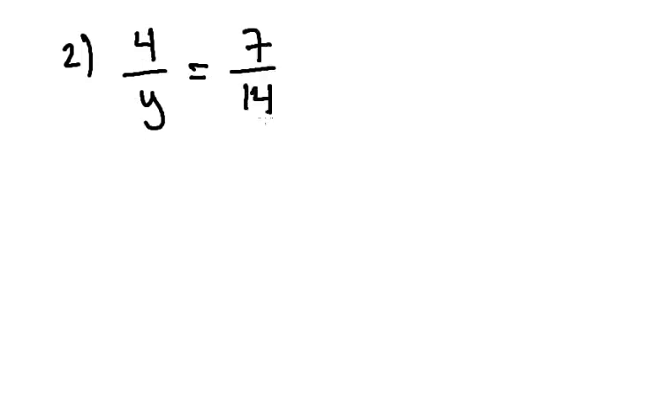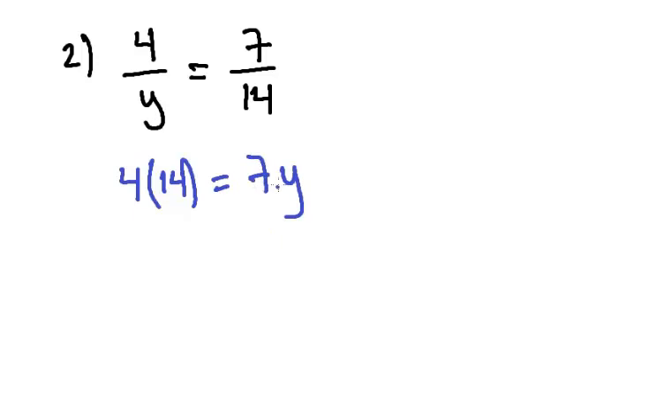Let's do another example. Example number 2. Let's say we have an equation like this one: 4 divided by y equals 7 divided by 14. So what are we going to do in this case? Same idea. We're going to pass the 14 to multiply 4, and we're going to pass the y to multiply 7. So if we multiply these two, 4 times 14, equals 7 times y.